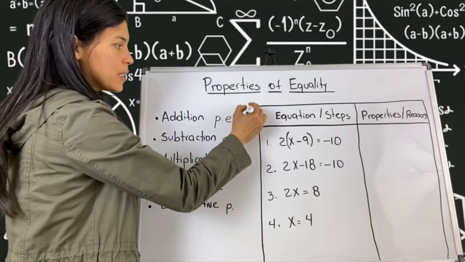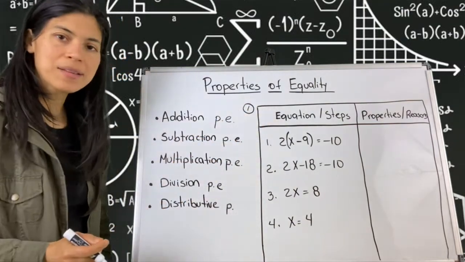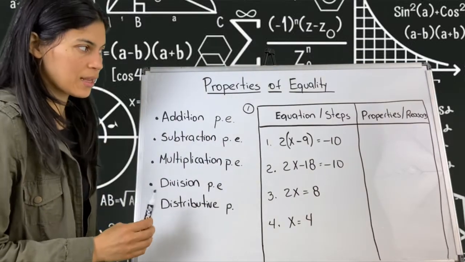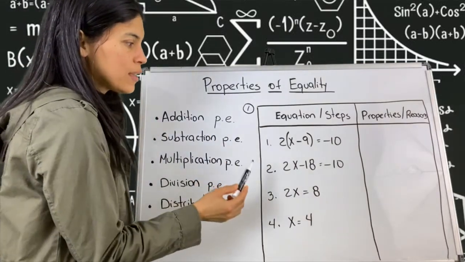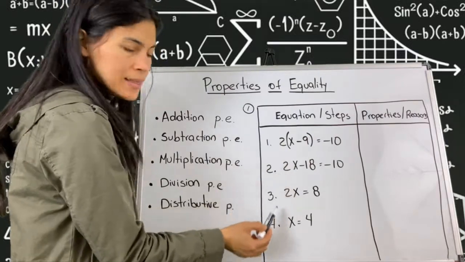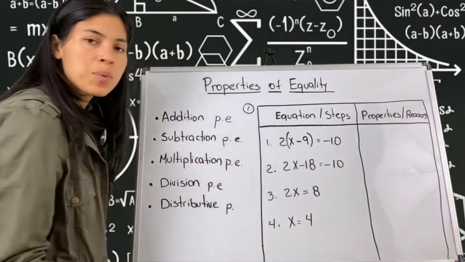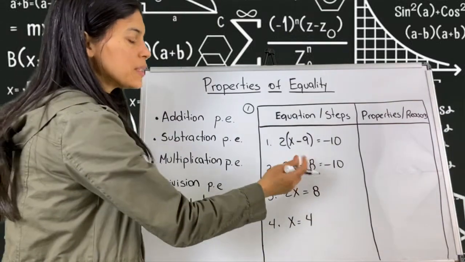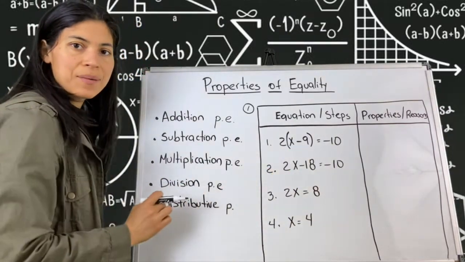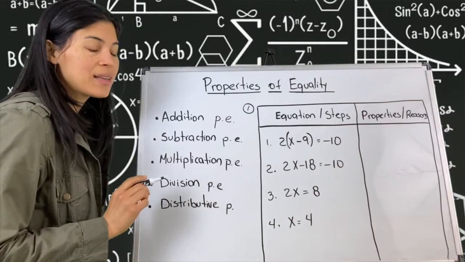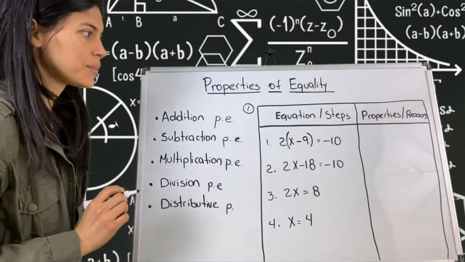In your worksheet, you have some problems in boxes like this. So this is number 1. You have an equation and the steps that they use to solve it. And over here, we need to write what property was used, what property justified what was done there. So today you do not need a calculator.